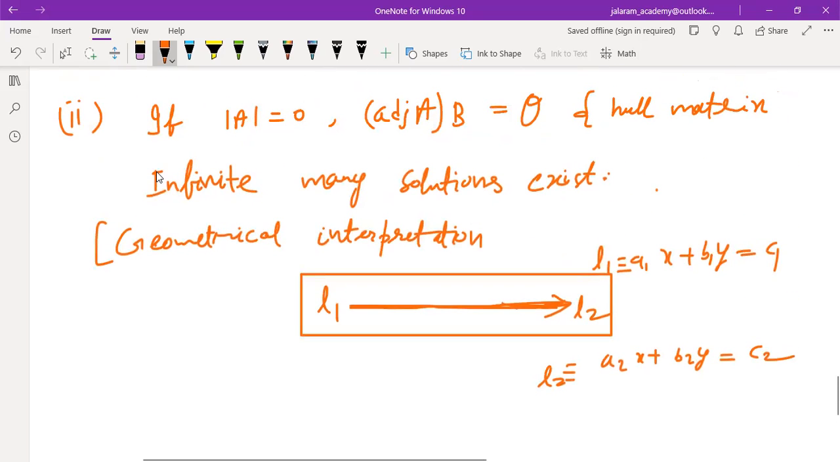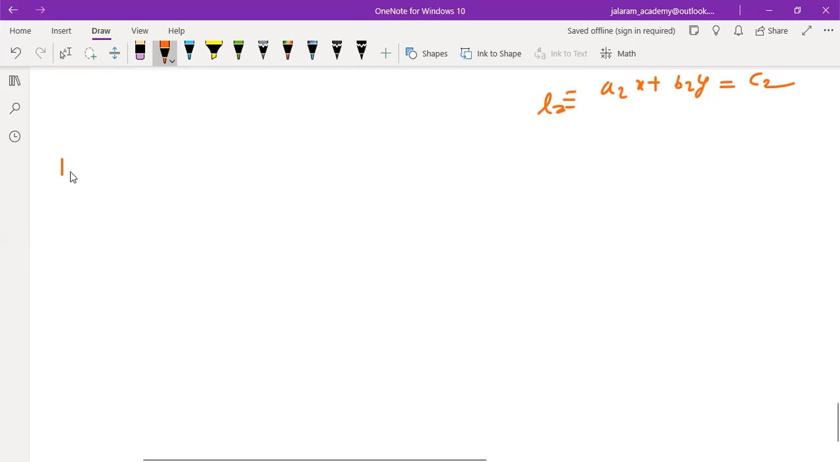And nothing happens in between. Either one solution exists or infinitely many solutions exist. You cannot say two solutions exist. Two lines cannot intersect at more than one point. So only one solution will exist, or infinitely many solutions will exist only if the lines are coinciding. This is the geometrical interpretation of it.